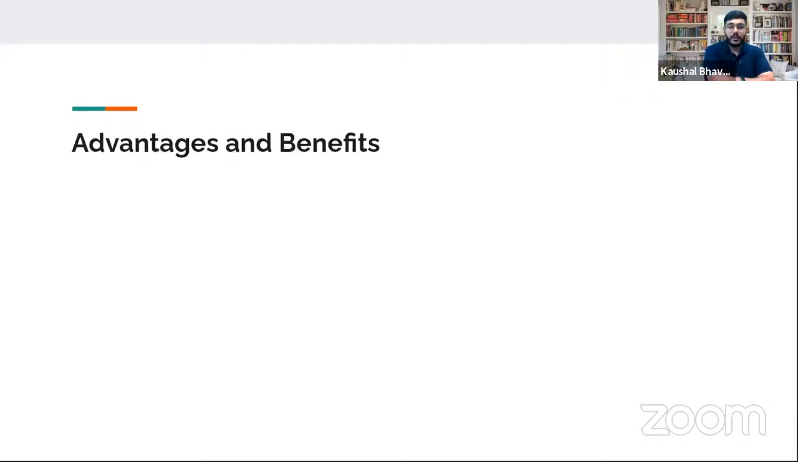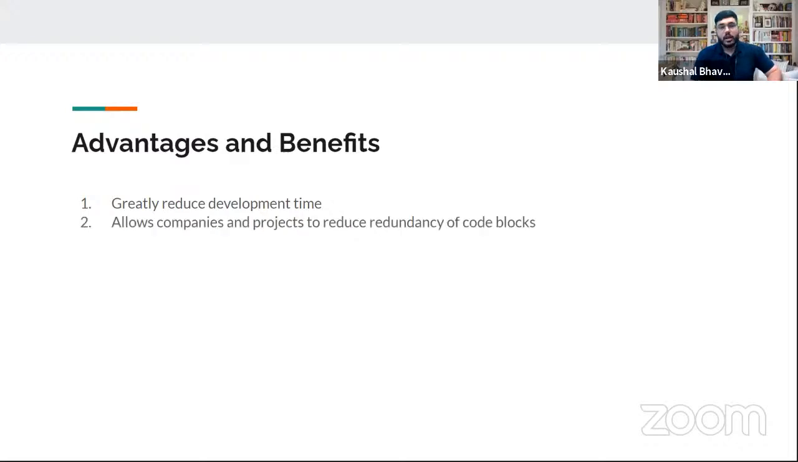So what are the advantages and benefits that we can get out of OmdenaLore? As I mentioned before, OmdenaLore greatly reduces development time. But how does it do it? OmdenaLore allows companies and projects to reduce redundancy of code blocks. As we have mentioned already, you don't have to write similar code blocks again and again. Inside OmdenaLore, you will find code blocks that can do a particular task. You can just import the code block and start using it. This will greatly reduce the development time, since we have ready-made code blocks inside the repository. You can directly pull the code blocks and start coding.